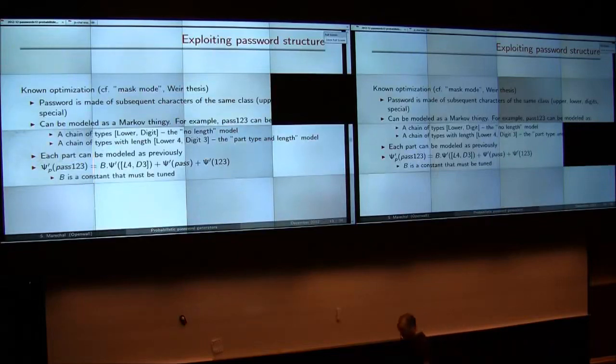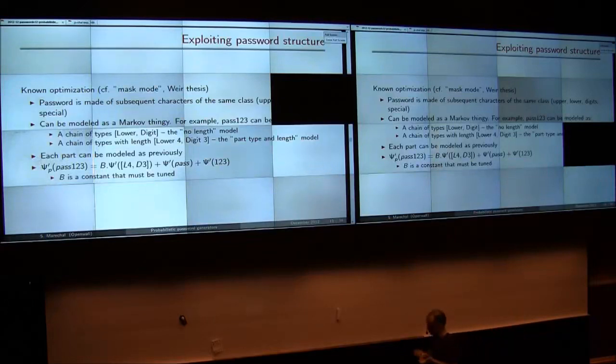So in that case, in the model, I will say that passwords are made of subsequent parts of a specific character class. I will have 4 character classes, which is lowercase letters, uppercase letters, digits, and everything else will be classified as special character. So you can model that as a Markov model. And here is an example for the password pass123. You can say that the structure is a list of parts of class type, for example, it's lower followed by digits, which will be the model that I call no length because I do not record the length information.